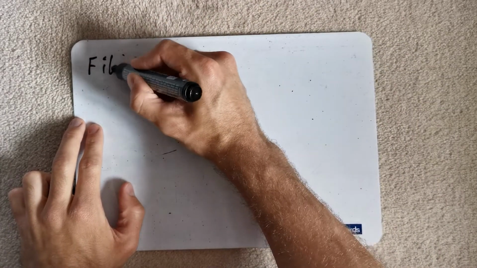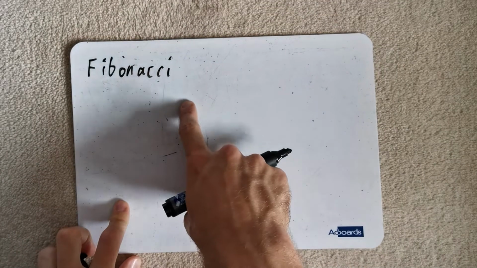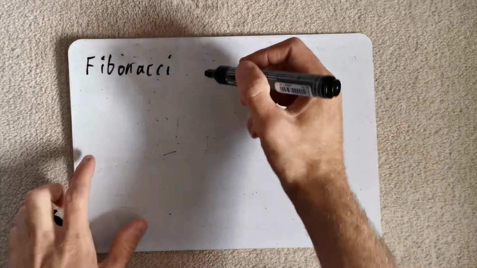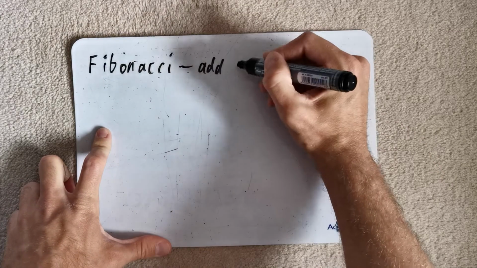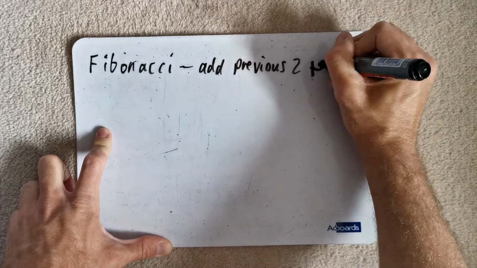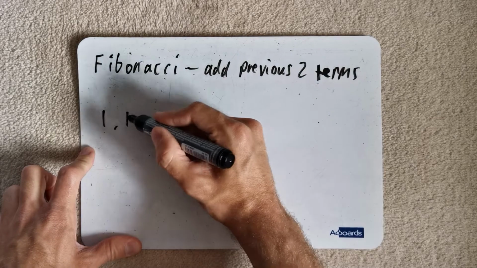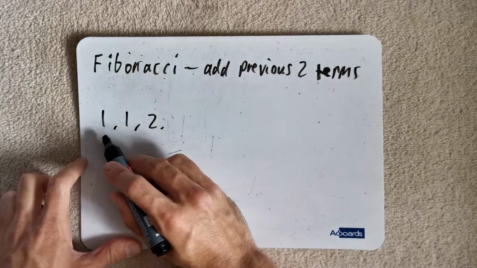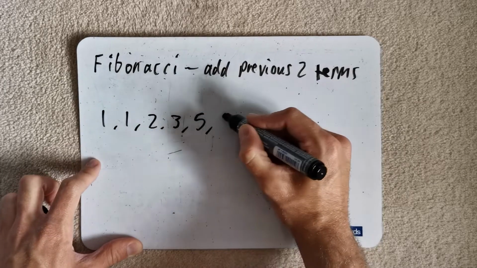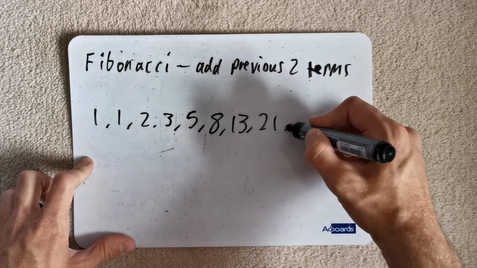The main one is called the Fibonacci sequence. Okay, that's how you spell it. I think it's an Italian name. Not entirely sure, but that might be Latin. And that is when you add the previous 2 terms. So Fibonacci style sequences, the classic Fibonacci sequence is this: 1, 1, 2, because 1 add 1 is 2, 1 add 2 is 3, 2 add 3 is 5, 3 add 5 is 8, 5 add 8 is 13, 8 add 13 is 21, and so on.